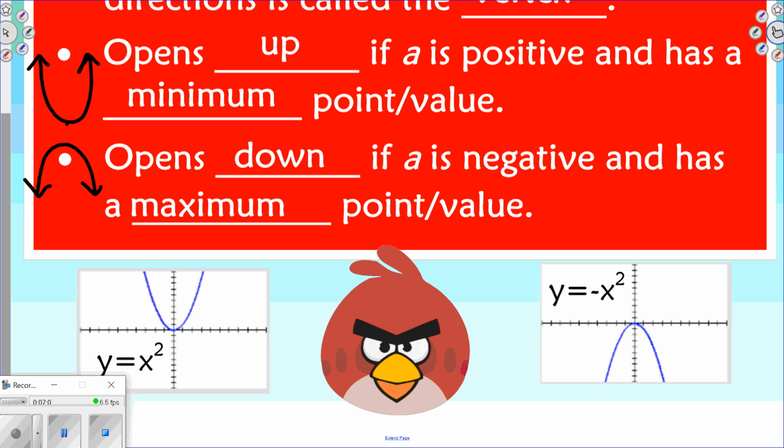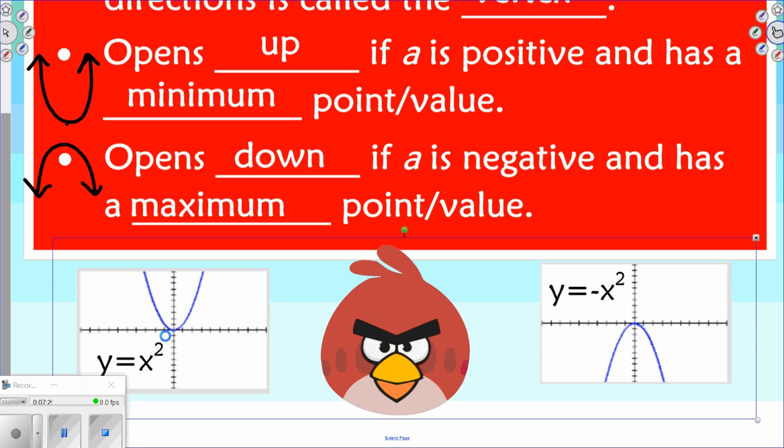Again, there are some pictures on there so you can see the difference. So if you're graphing them, these are graphed on a graphing calculator where you can see the vertex right here in the center. If your A value, the number in front of your x squared, is positive, it's going to open up. If it's negative, it's going to open down. It just takes that entire graph and flips it on the other side.